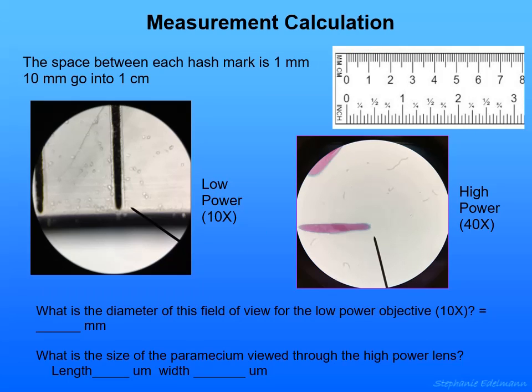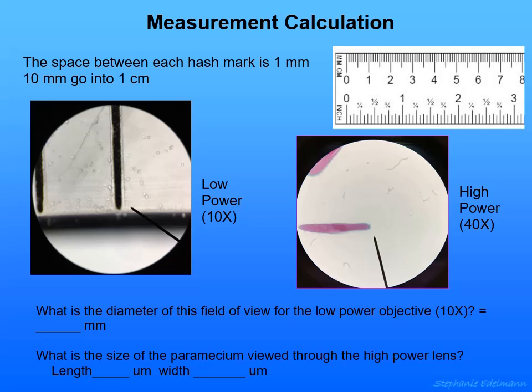So the task at hand for this particular activity is to measure the size of a paramecium. So that's what you want to find out at the end, right? So you're trying to figure out what the size of a paramecium is. You're looking at the paramecium in high power. That's the picture on the right. And you're going to figure out how big the paramecium is by figuring out first what the diameter of the field of view is on low power, and then doing the calculation.